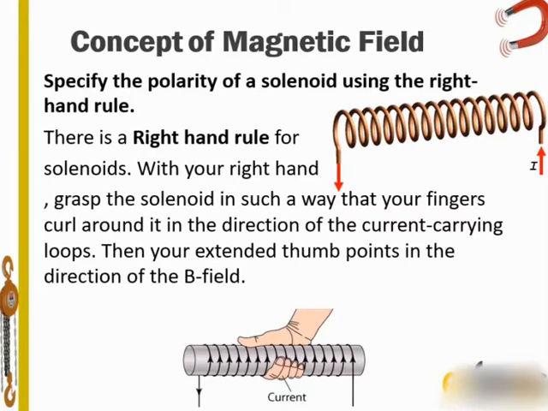Well, in the same way, you can use a similar type of right-hand rule for solenoids. There is a difference, however. In this particular case, when your right hand grasps the solenoid, as in the diagram below, your fingers curl around in the direction of the current carrying loop. So your fingers represent the direction that the current is flowing through the loops on that solenoid. And it is your extended thumb which represents the direction of the B field, or the magnetic field.